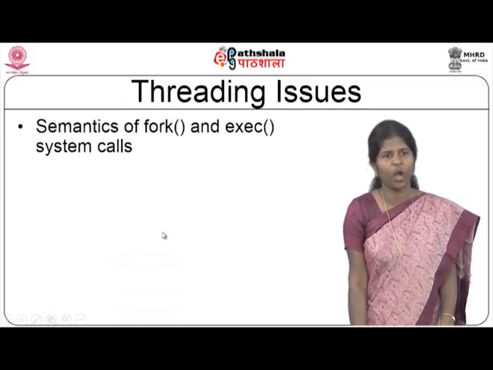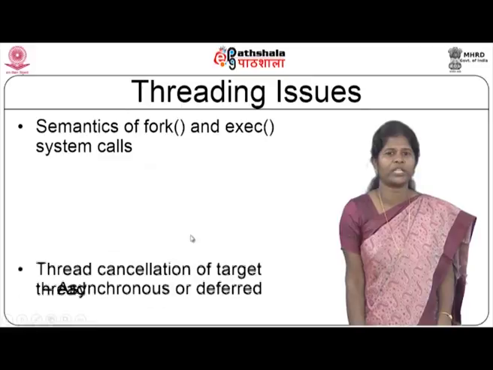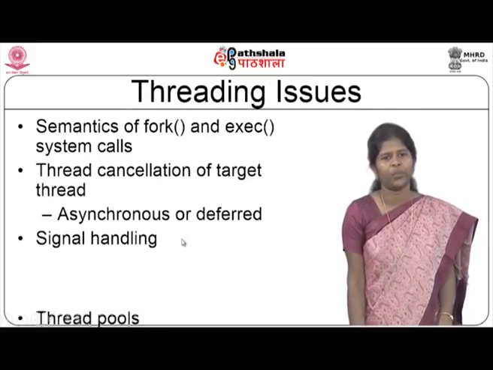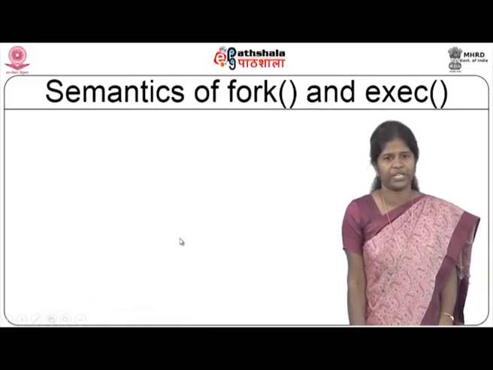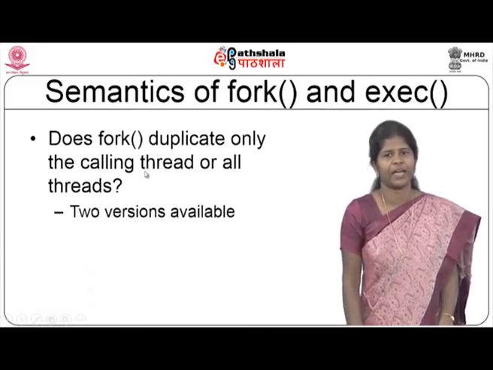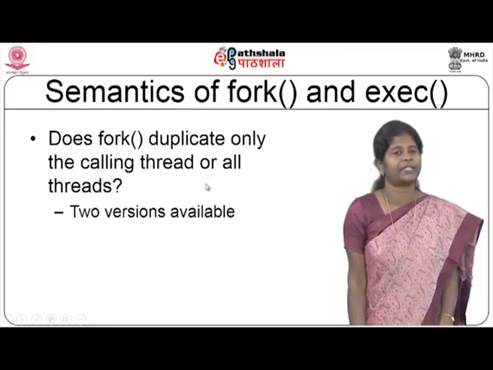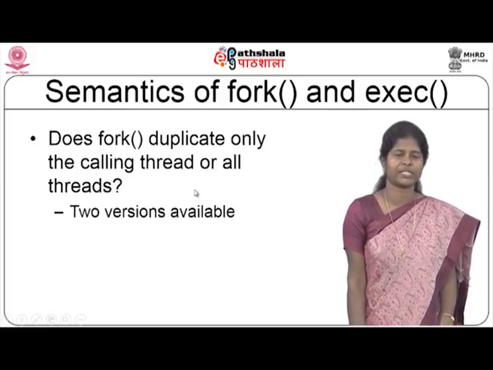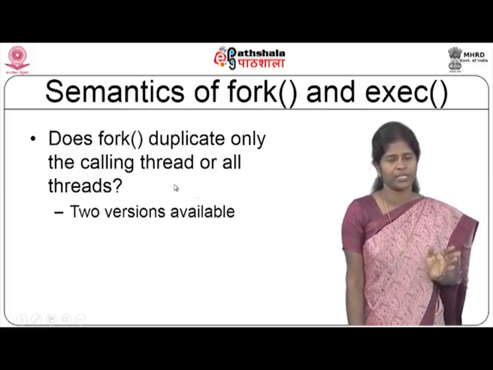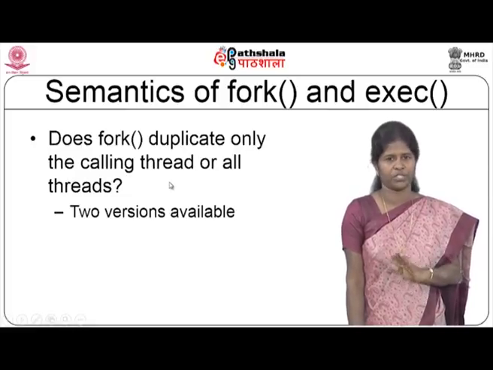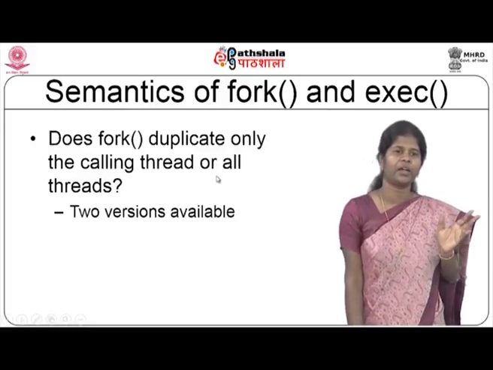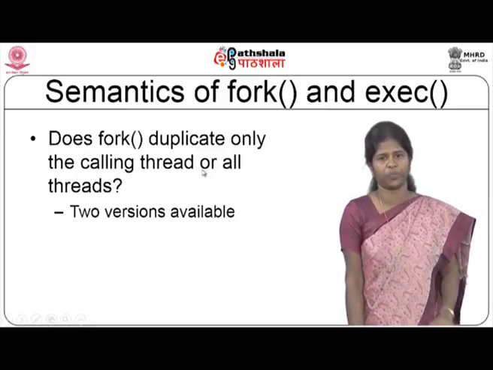Now, having seen what threads are, we will also see the different issues that can come up in threading. We will see each of these issues one after the other. So, first is having fork and exec in a threaded environment. We all know that fork is used for creating a new process, and when a new process is created, the old process is copied to the new process. An exactly similar copy is made.